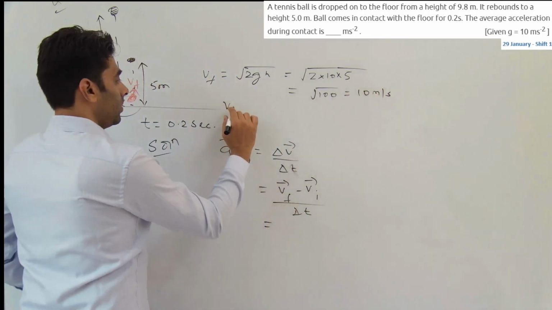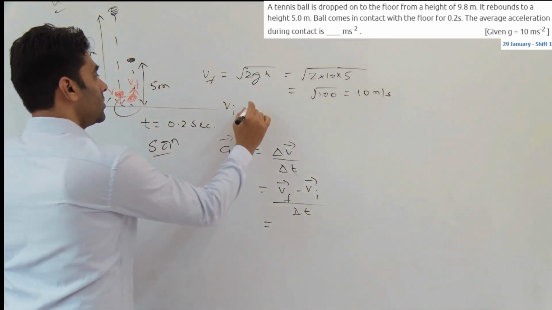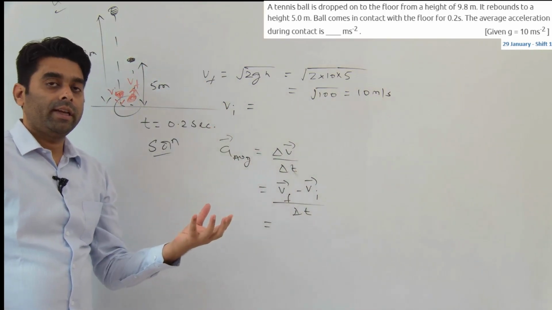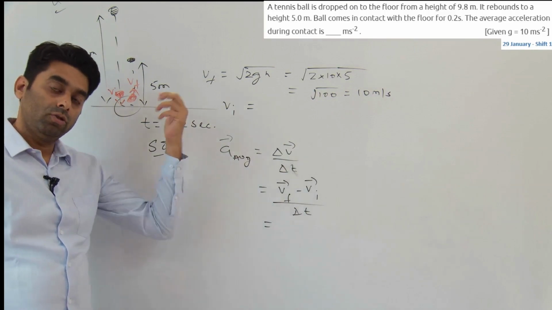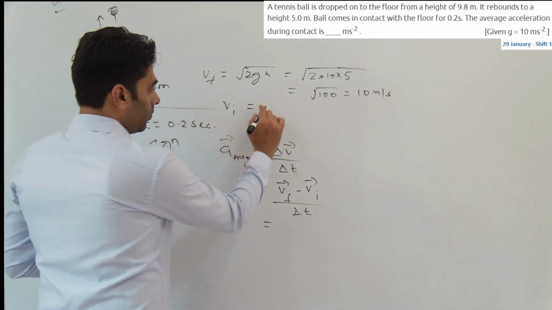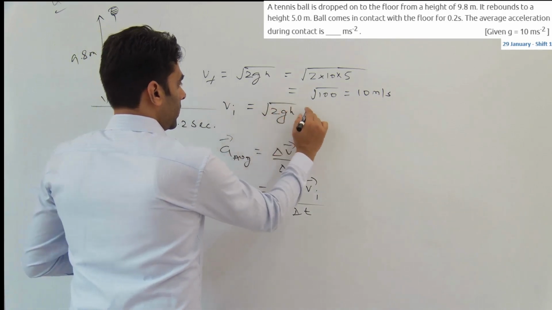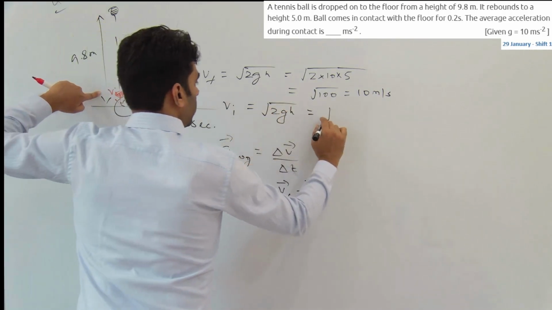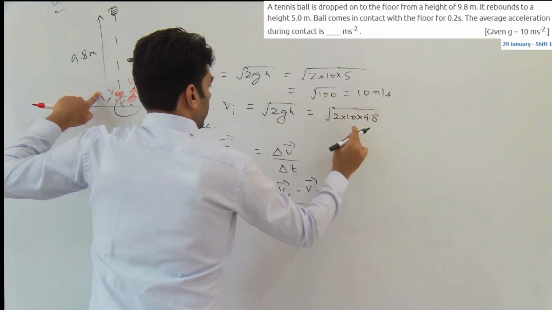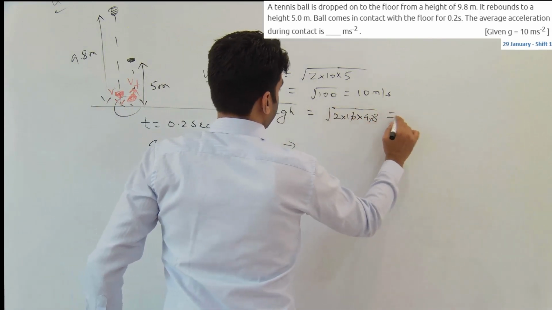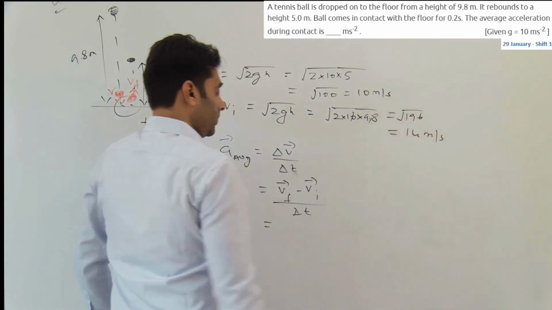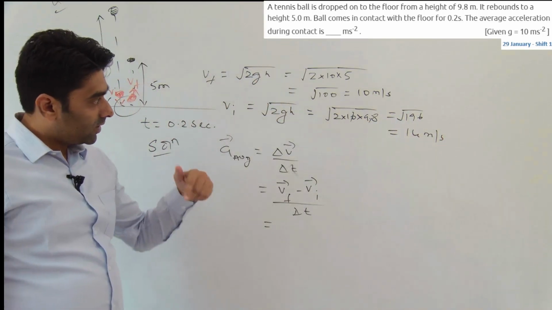Fine. V initial before the impact. Again, a particle is dropped from a height h before hitting the ground. What will be the velocity gained? V will be equal to root 2gh. We calculate it with the third equation of motion, V square equals U square plus 2as. So we get root over 2gh just before hitting the ground, root over 2 into g into h, that is 9.8. When we solve it, we get root 196, that is 14 meter per second. So before the impact the speed is 14, after the impact the speed is 10.